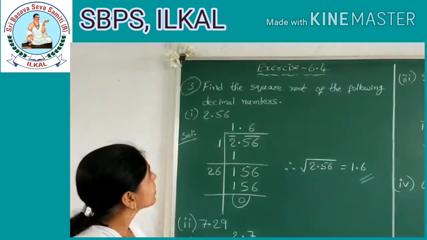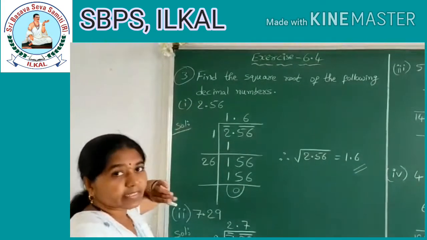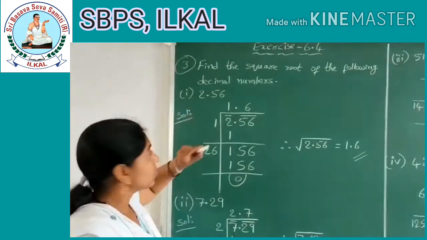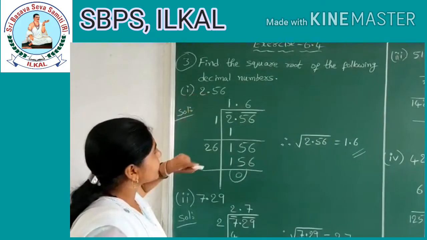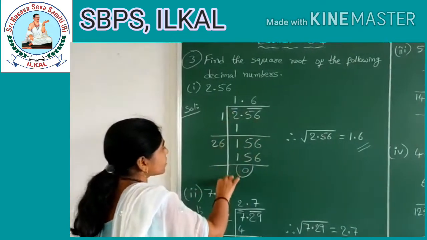Next, children, find the square root of the following decimal numbers. Already you know how to find the square root of whole numbers, children. Now you have to find the square roots of decimal numbers also. First one, 2.56. We will write 2.56, and only square numbers you have to consider.